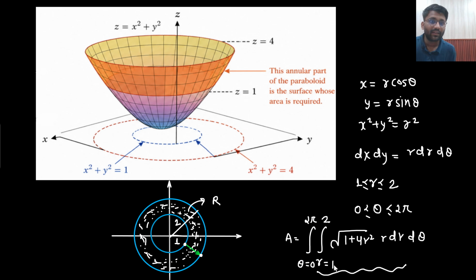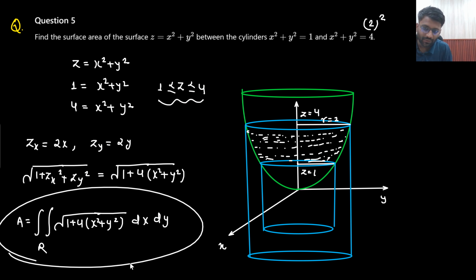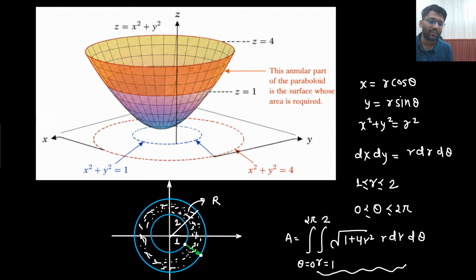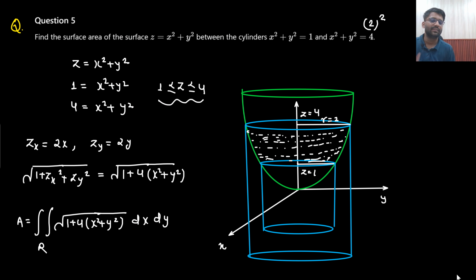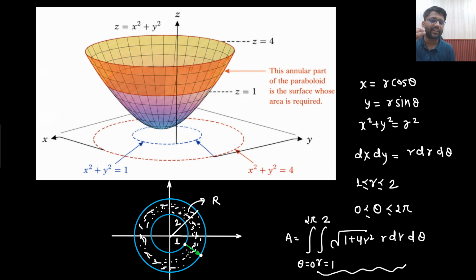In the examination, 95% of the time they will give you the projection, they will give you this particular expression as well, and they will simply ask you to find this particular integration. So what you need to do is change it into the polar form and solve this. That's it.